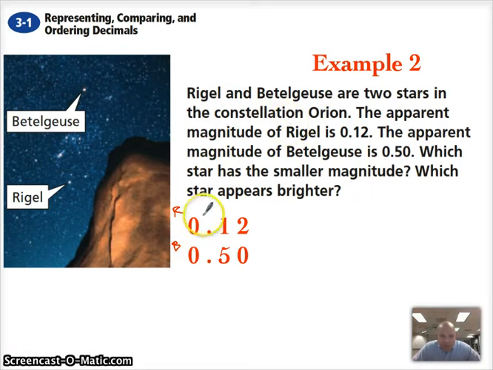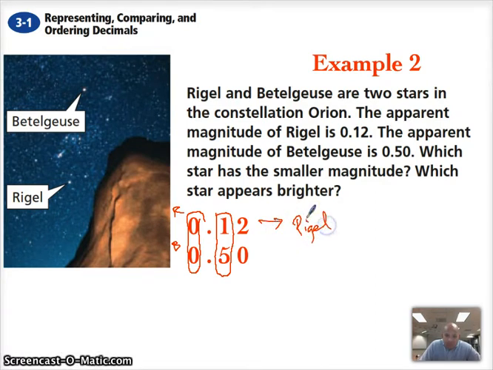Well, the way we go about it is we look at the place value starting with the far left. Zeros. That's a tie. That doesn't tell us anything. Next place value is the tenths. What does that tell us? Well, we have a 5 in the tenth spot here and a 1 in the tenth spot here. So what that tells us is that this is a larger number. Betelgeuse has a bigger magnitude. So which star has a smaller magnitude? Well, it's Rigel. Rigel has the smaller magnitude.